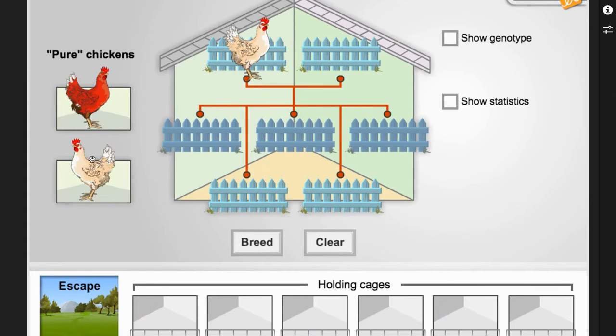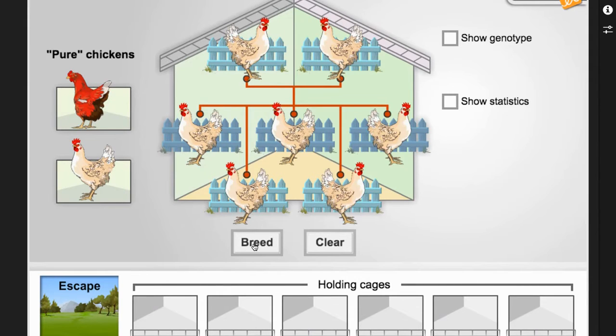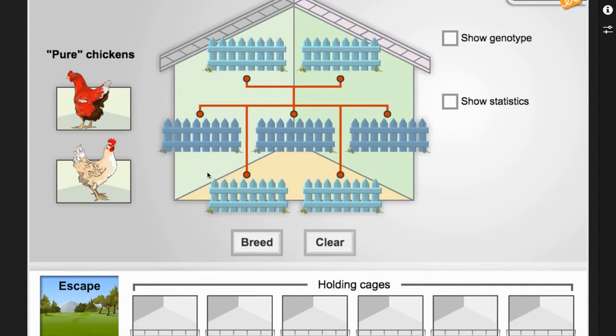Same thing with the white. When you breed two pure white chickens together, what do you think you're going to get? Make a prediction. And you get all white chickens. So not a surprise so far. But like we did with the mice, we want to do one of each. Now let's do it with the chickens. What do you think you'll get when you breed one of each of these? Make a prediction. And now breed them.